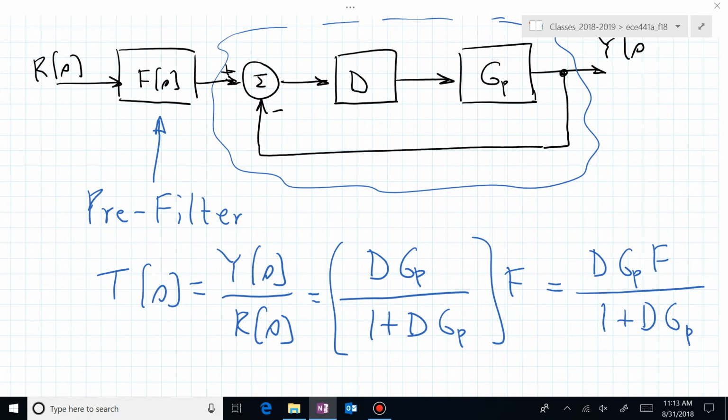Again, that's pretty quick, or we can find that pretty quickly by already knowing this classical configuration, giving us D G sub P over 1 plus D G sub P, and realizing that that's now in cascade, or in a series combination, with this pre-filter F of S.